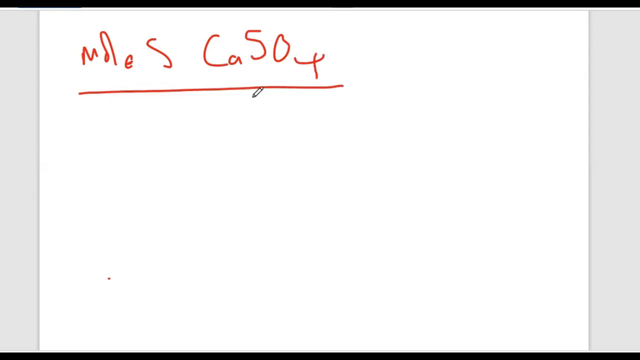Okay, so we said we have to calculate the moles of this calcium sulfide. So how do we calculate the moles? We just get the molar mass of this, combine it with the mass that was given, and then we find the moles. So moles is equal to the mass over the molar mass.